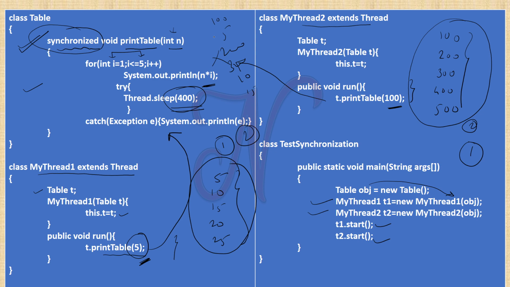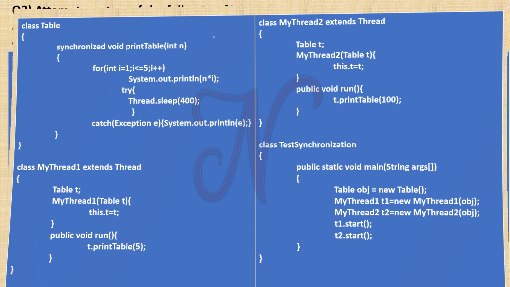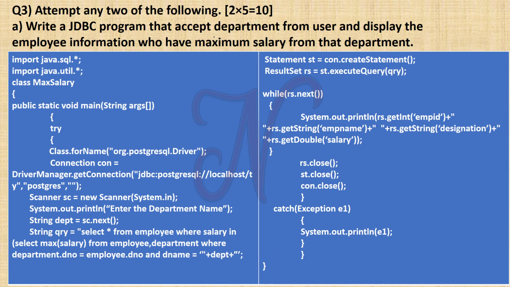So going to the next question. See here, we finished question number 2, then proceed to question number 3. Attempt any two of the following. My first question is: write a JDBC program that accepts the department from the user and displays the employee information who has the maximum salary from that department.